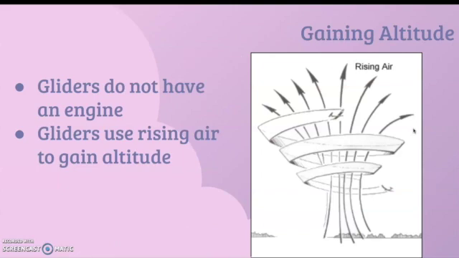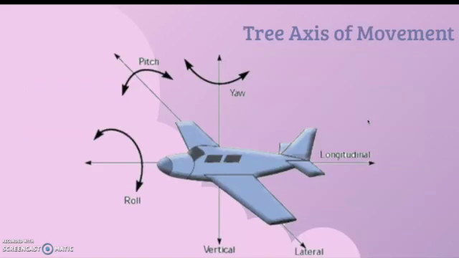So how do gliders gain altitude? Well, gliders don't have an engine and they use rising air to gain altitude. So as they are in the air, they move in a cylindrical type pattern to gain altitude. So they create lift using a unique wing format, which we're going to look at in a second.